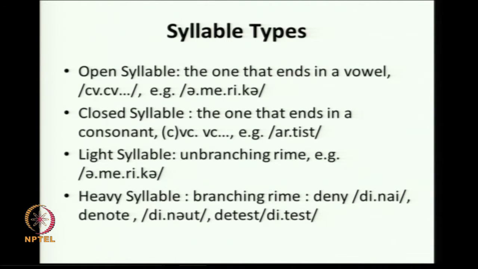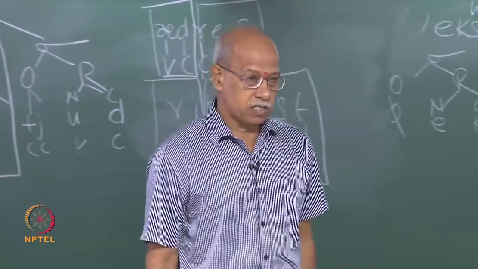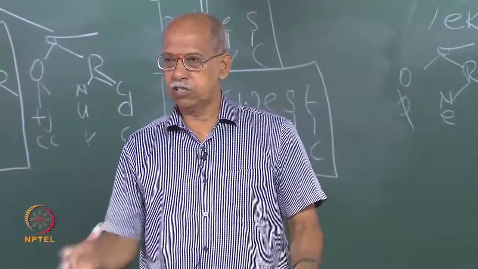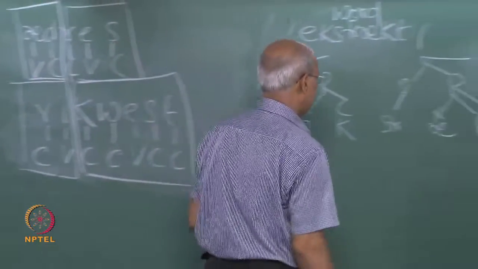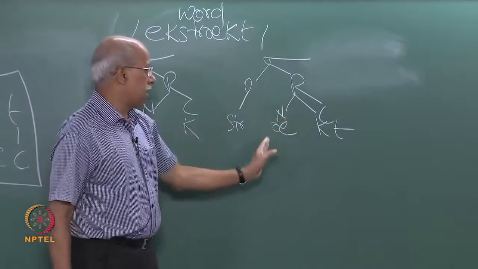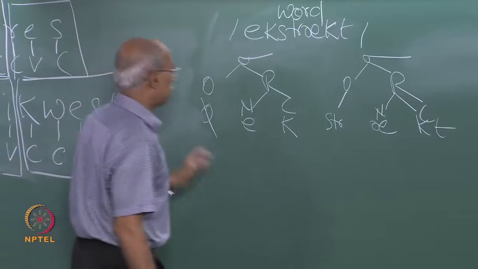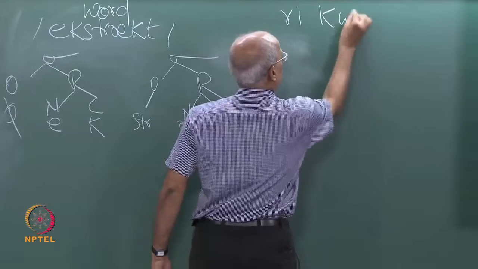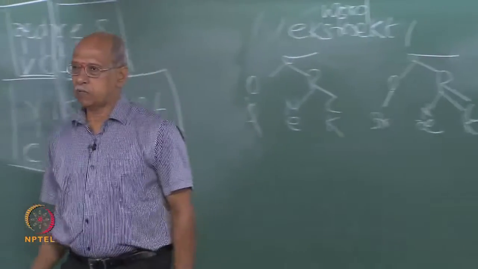Okay? In modern linguistics, where we do a lot of algorithmic, computer generated generalizations, etcetera, you can say the same thing slightly differently. In computer generated things, you can say where the rhyme is branching. In this case, look at the tree diagram for the syllable request. Okay? I'm getting abstract.